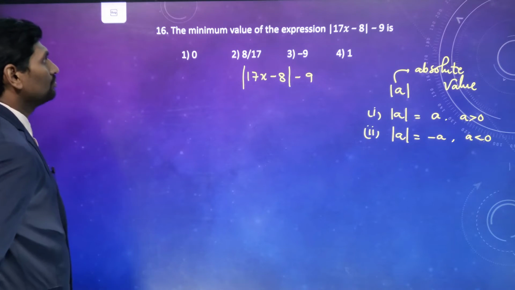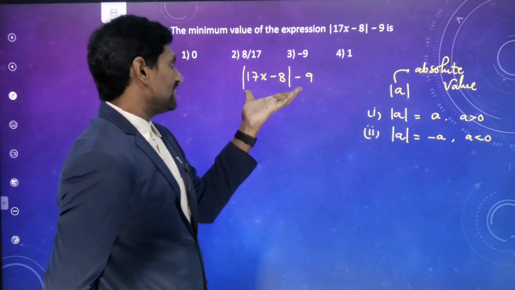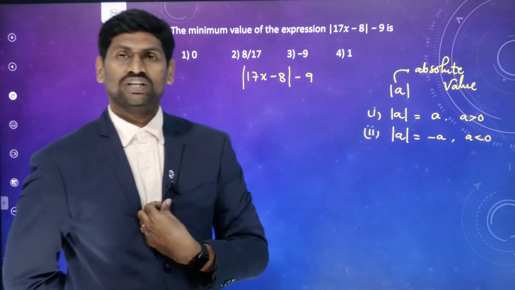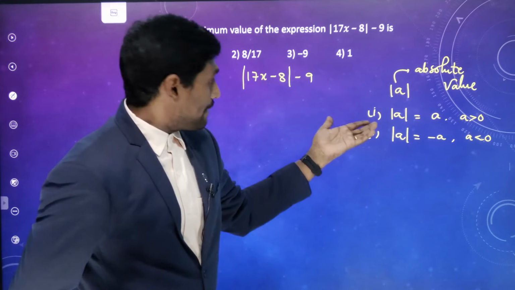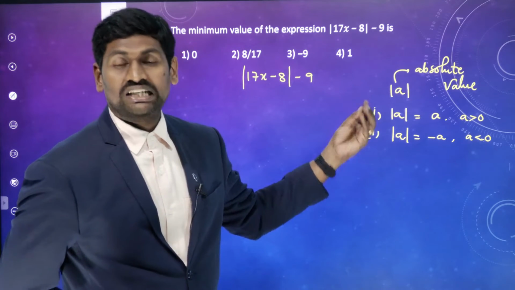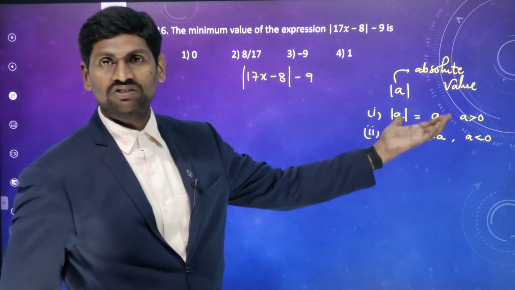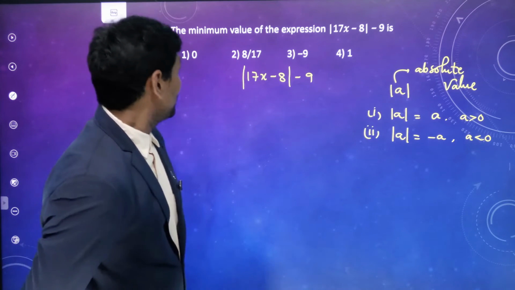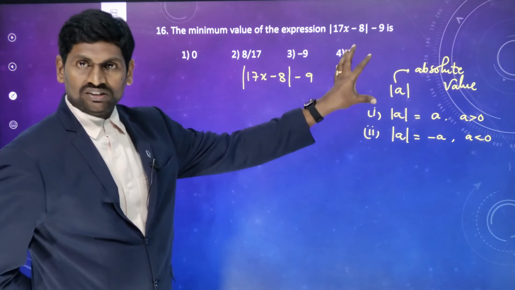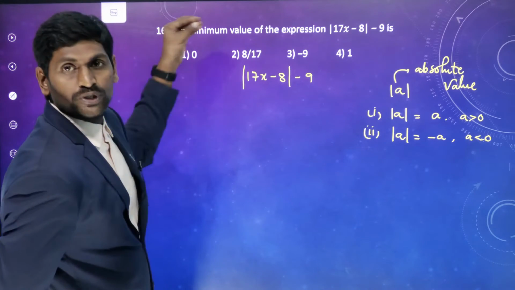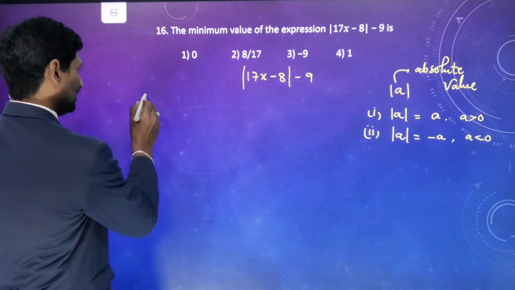Now, we need to find the minimum value for this expression. Before going to that, identify that the absolute value of any number always gives a positive value only. Now I am checking each and every option by substituting it in this expression. Now see the first question.